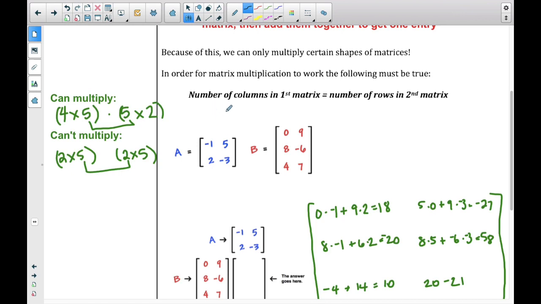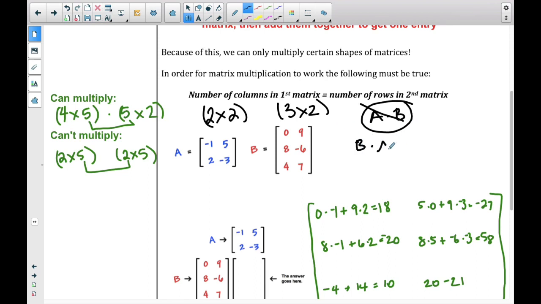If we look at these matrices, A is a 2 by 2. We do rows times columns. This one, B, is a 3 by 2. You cannot multiply A times B. It's not possible. But you could multiply B times A, because B times A would be 3 by 2 times 2 by 2, and the 2's match up, so this one is possible. So that's what we're doing here, multiplying B times A.